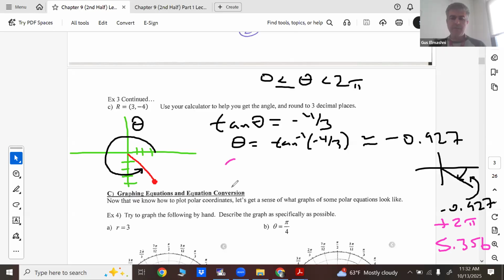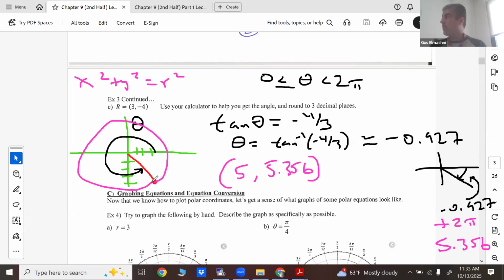So my R value, by the way, isn't x squared plus y squared equal to r squared? So it's 5.356. Which kind of makes sense. Well, obviously R is 5. If I drew a circle, a terrible looking circle, that R value would be 5, and the angle would be 5.356. If you put 0.927, that's totally fine too, by the way.